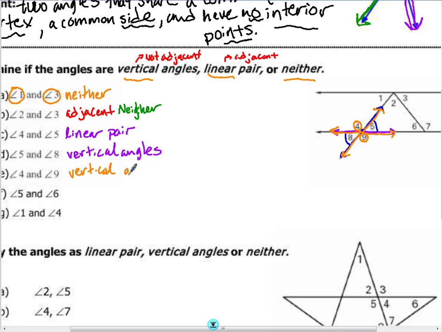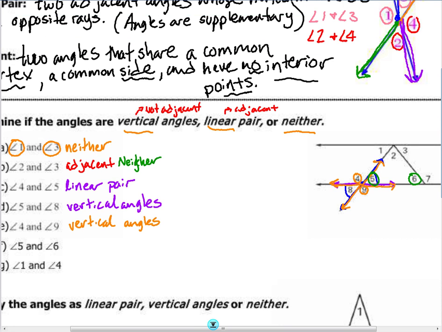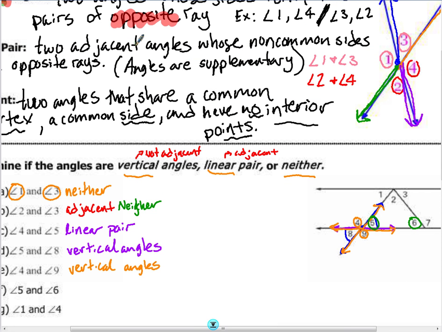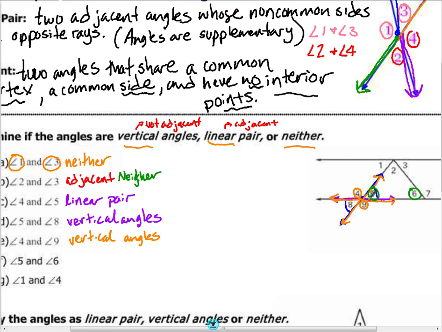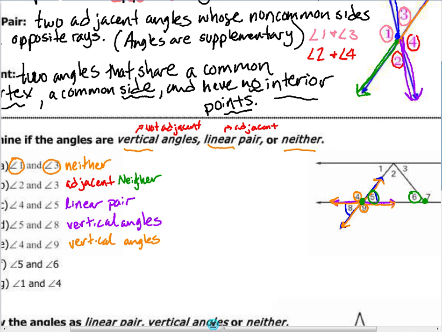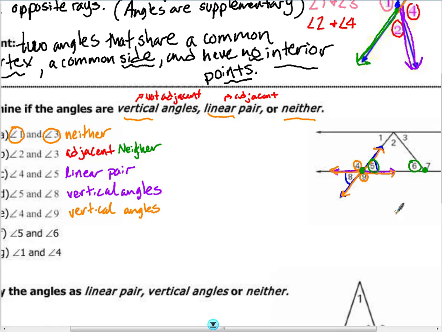Now 5 and 6. Here's 5, and here we go, 6. What makes 5 and 6 different is that in all these cases we've talked about, we've always had adjacent angles, or we've always had common opposite rays. But here I have an issue because 5 has a vertex over here, and 6 has a vertex over here. All of our examples of vertical angles and linear pairs were angle relationships where they had a common vertex. So this is a clear indicator that this is going to be neither of those two relationships.